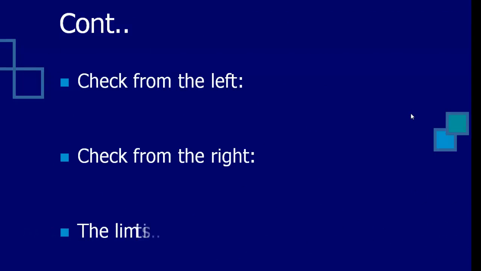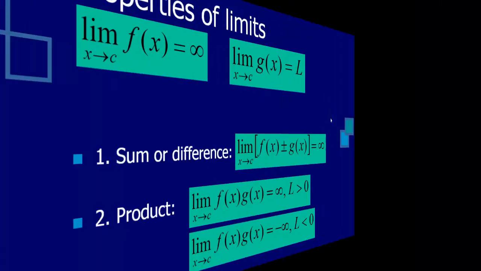So you check from the left, check from the right. If you're going to get the same value, either positive or negative infinity, then it has an infinite limit. Let's look at some properties of limits.